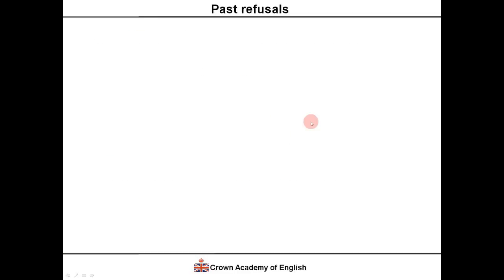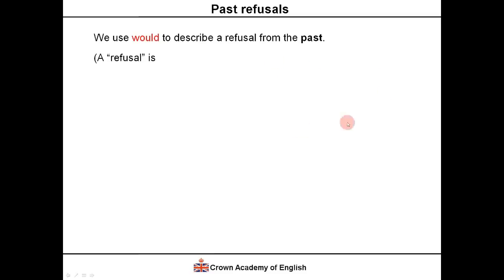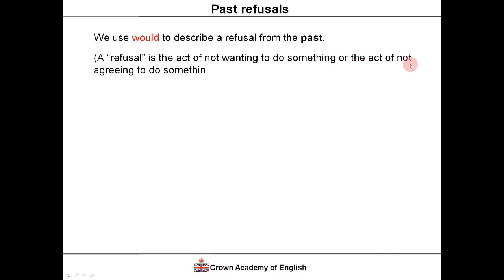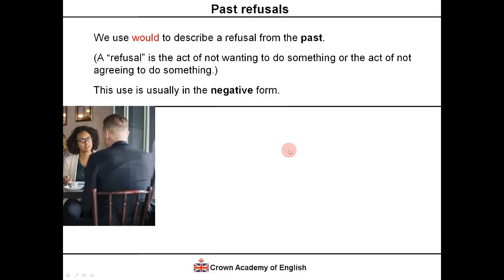Past refusals. We use would to describe a refusal from the past. And a refusal is the act of not wanting to do something, or the act of not agreeing to do something. And this use is usually in the negative form. So we use the negative form of would.